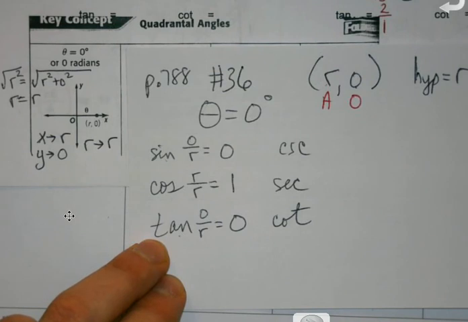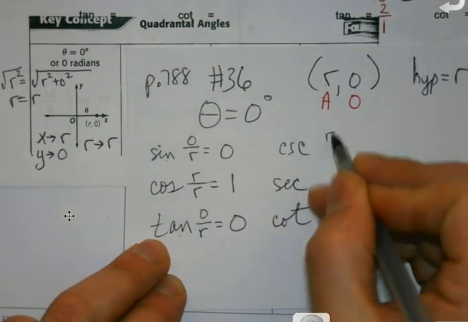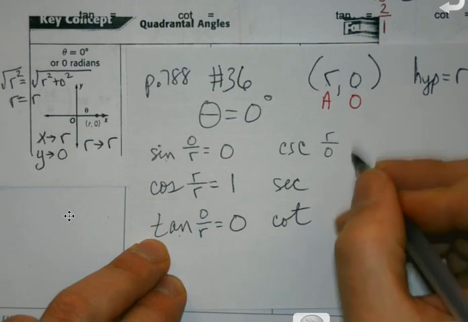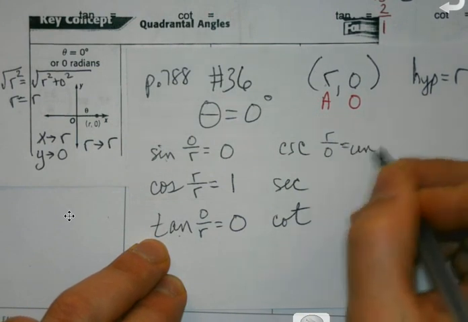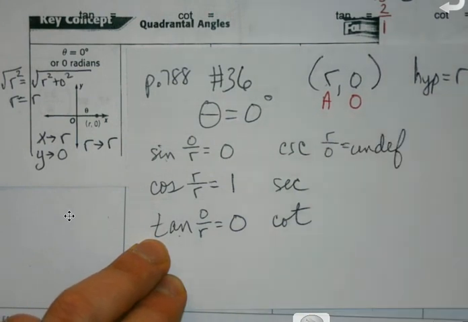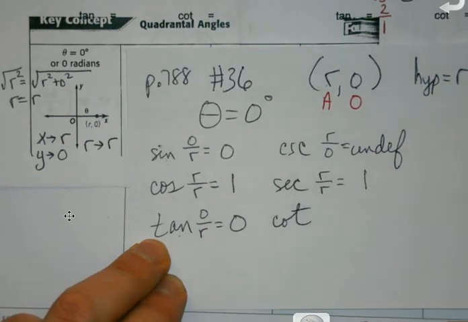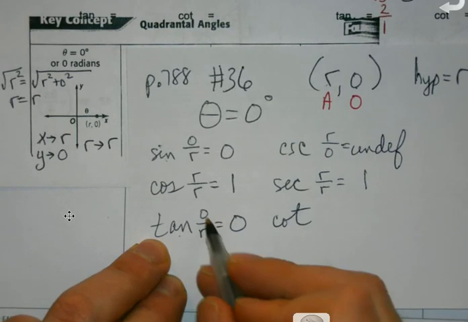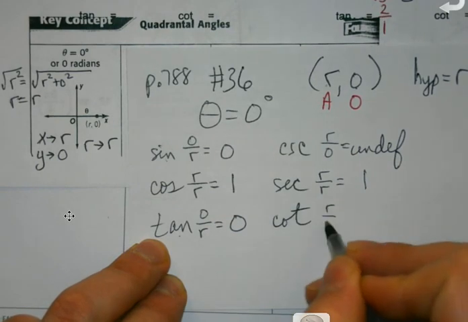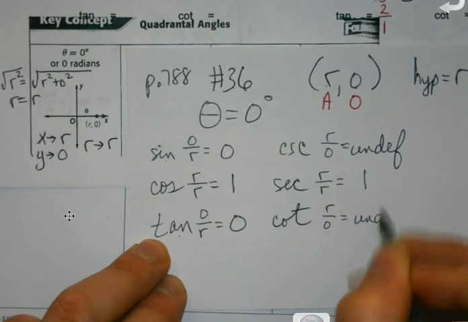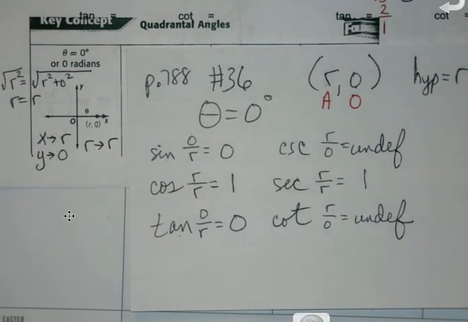Be careful when you do the inverse. Flip this. What happens when you divide by 0? Undefined. Well, r divided by r is still 1. And here, flip that over. It's division by 0 again. So that's how I would crank out 36.